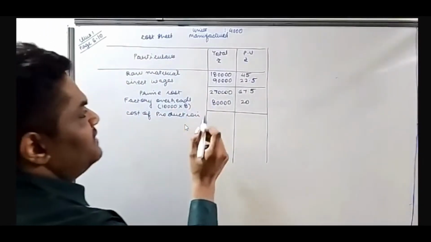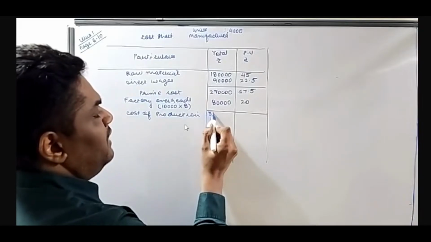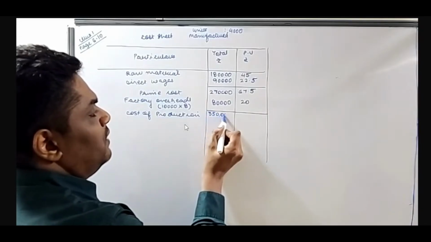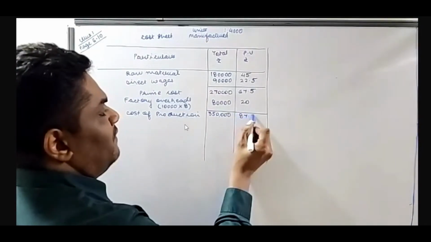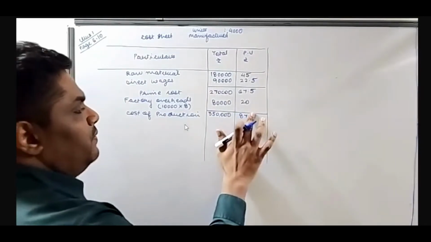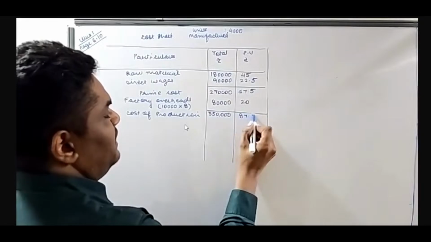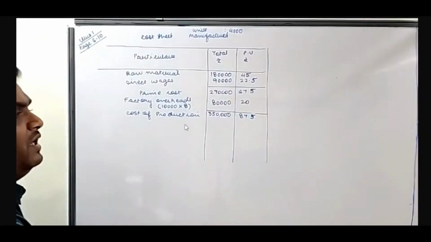So 270 plus 80. This will be 3,50,000. And this will be my cost of production. And this will be 87.5. Since no information is given as regards the various items, this will be directly the cost of production.